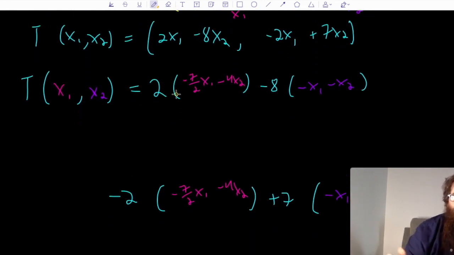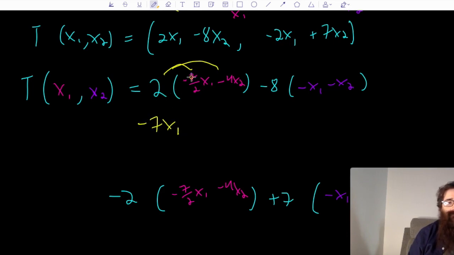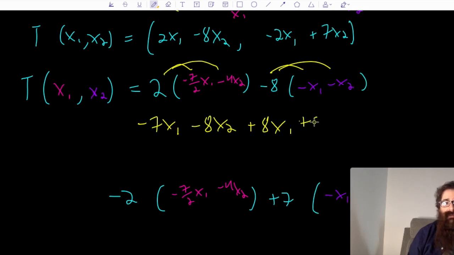I'll do the simplifying in a different color so it doesn't all bleed together, but I'll do this in yellow. So now if I multiply this out, here we'll distribute, right? So 2 times negative 7 halves x1. The 2's are going to cancel, so I get negative 7 x1. And 2 times negative 4 is negative 8 x sub 2. And here I want to distribute as well, bring the minus sign in along with the 8. So negative 8 times negative x1 gives me plus 8x1. Negative 8 times negative x2 gives me plus 8x2.